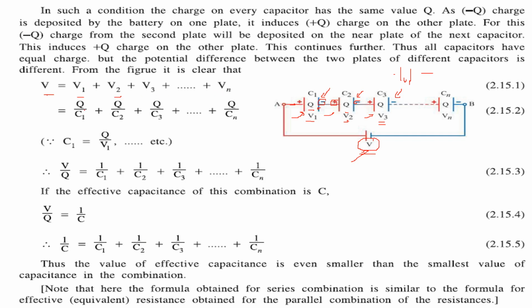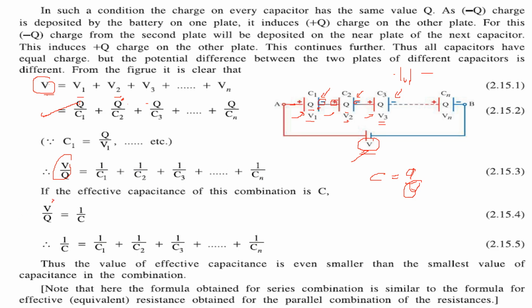And what is V1? V1 is Q by C1. We know that capacitance is simply Q by V, so for V we can write Q by C. So Q by C1, Q by C2, and so on, where Q is the same and C1, C2 vary. This Q can be taken outside, and brought down with V. So V by Q will become 1 by C1 plus 1 by C2, 1 by C3 till 1 by Cn.